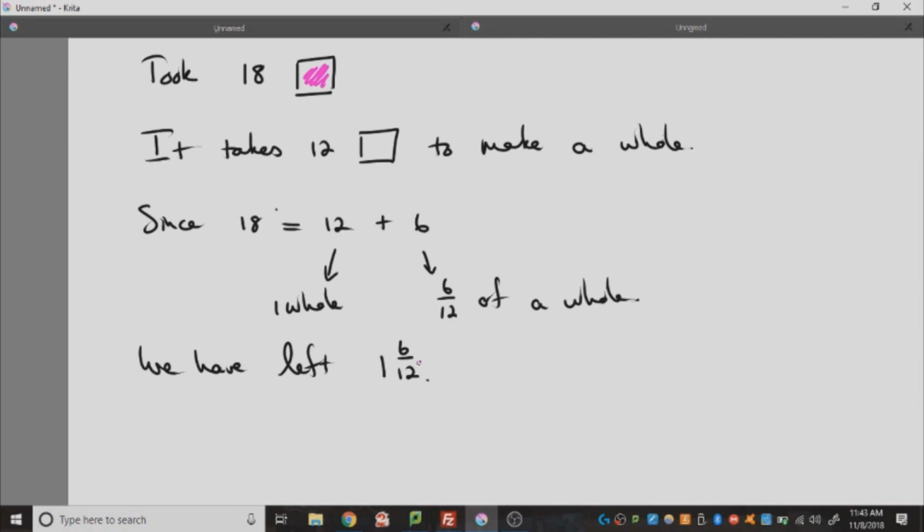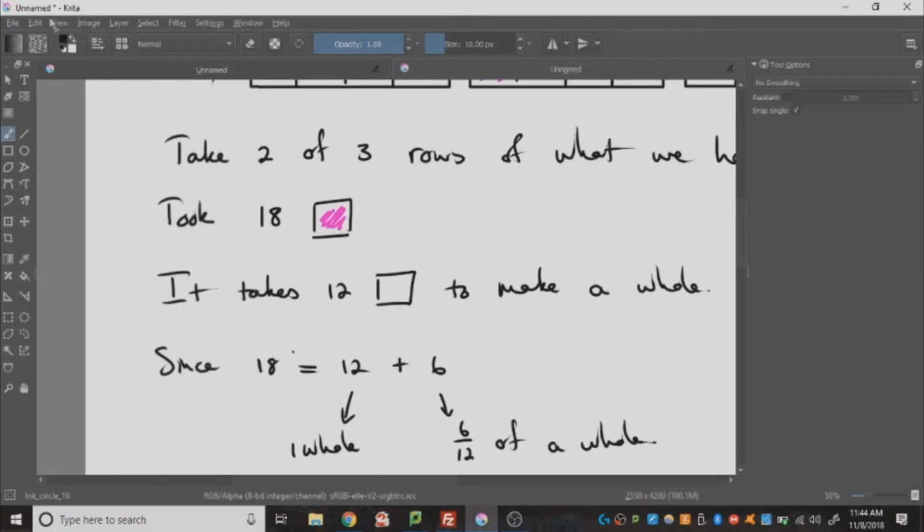Thoughts? More examples? Enough? Maybe one more? Oh, sweet. 8. Good call.